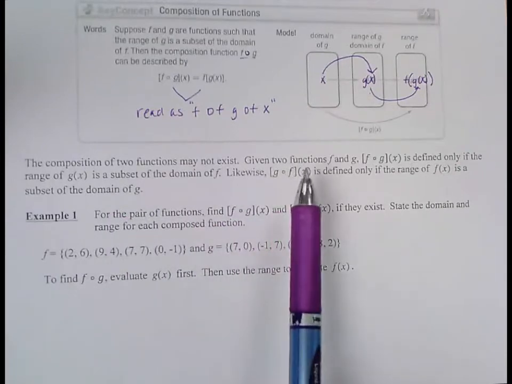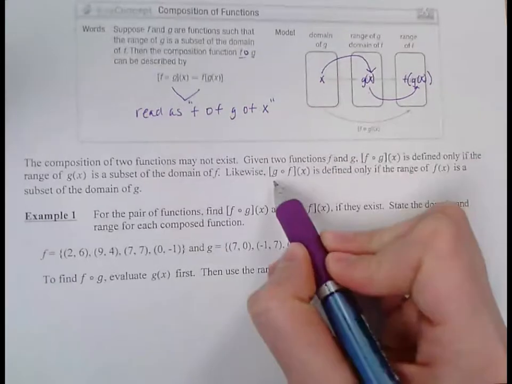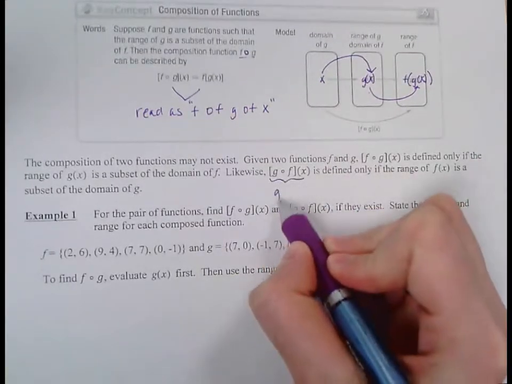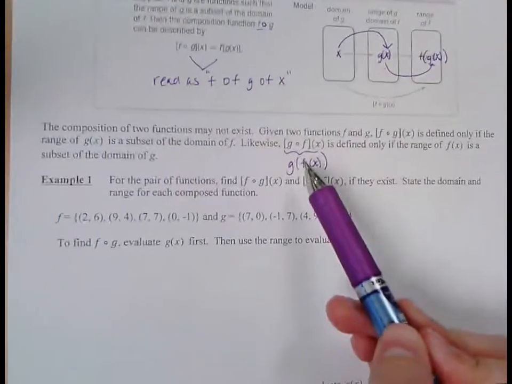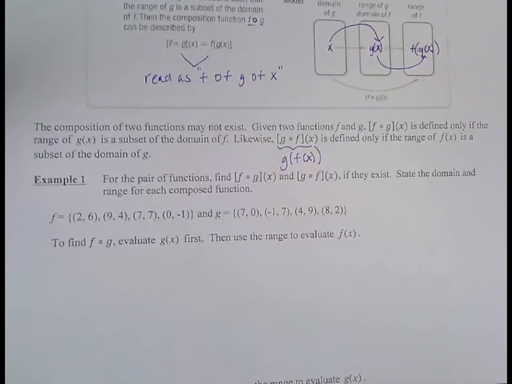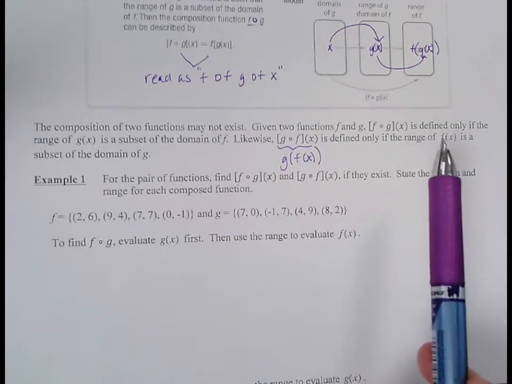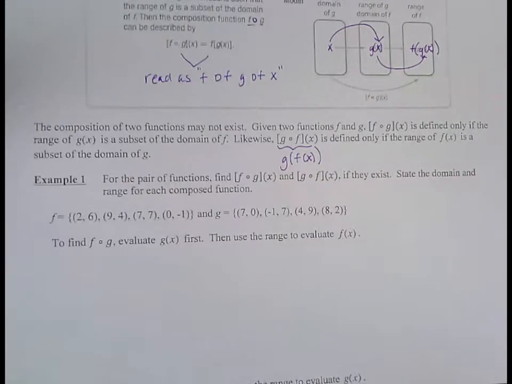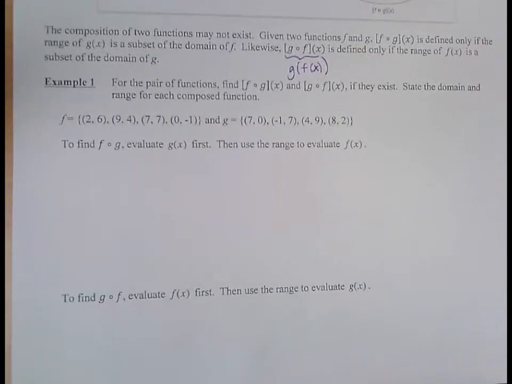And then likewise, you can also have g of f. So the other way to write this would be like that. So whatever the second function written is, that's the function that's being substituted into the other one. That's the insidemost function. So that's only defined if the range of f, so the y values of f, would be a subset of the domain of g. So we'll look at exactly what that means in example 1.